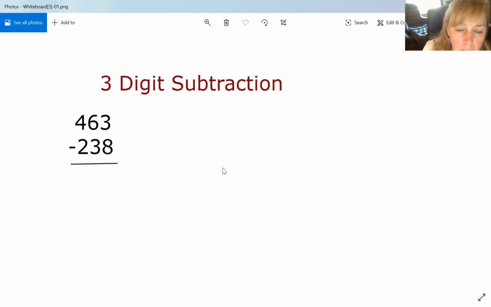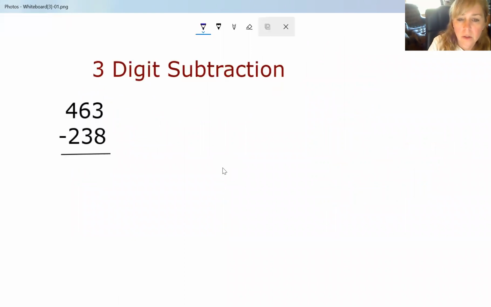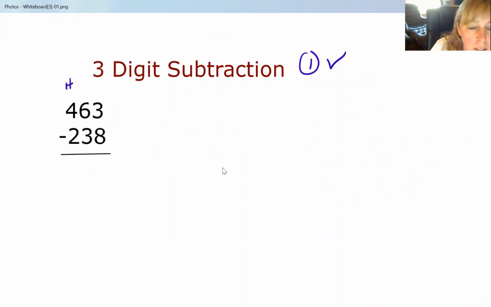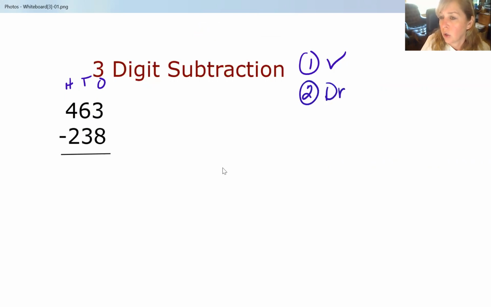And one more example. So taking a look at 463, we first check, can we subtract? Well, we have 400, 6 tens, 3 ones. Subtract the ones. 3 minus 8. Can you take it away? No. So first thing you're going to do is draw the top number.